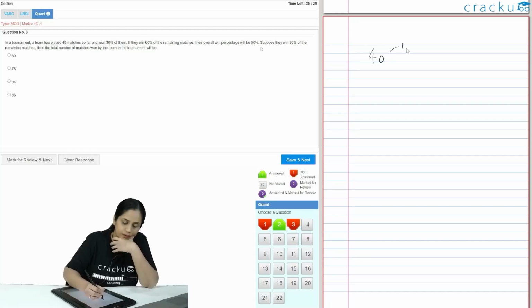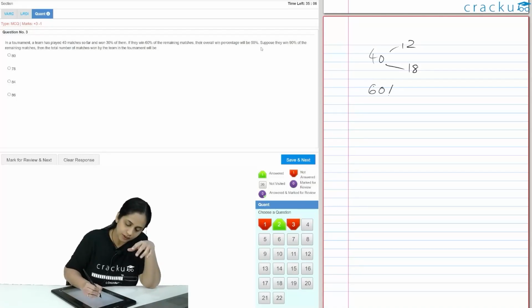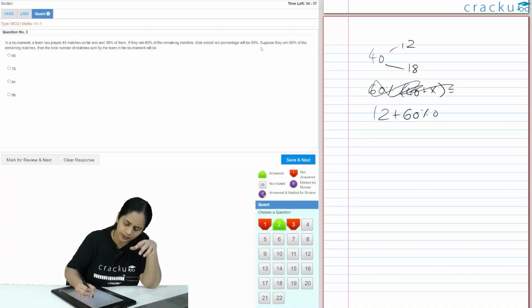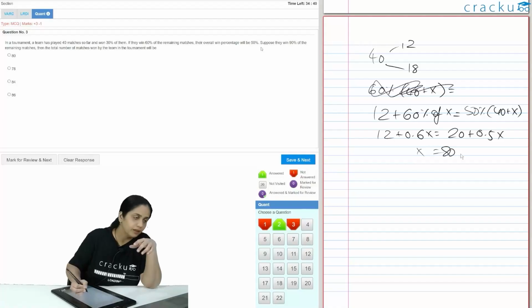So 40 matches, they have won 12 and they have lost 18. If they win 60% of the remaining matches, their overall win percentage would be 50. Okay, 60%. So suppose the remaining is x, so total is 40 plus x. 12 plus 60% of x is equal to 50% of 40 plus x. So that is 12 plus 0.6x is equal to 20 plus 0.5x. So 8 is equal to 0.1x. So x is equal to 80.